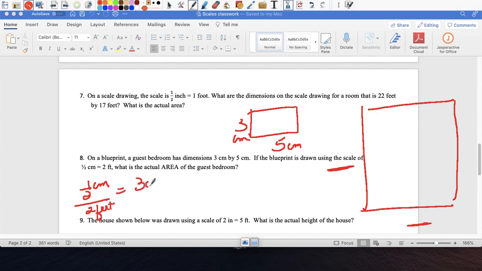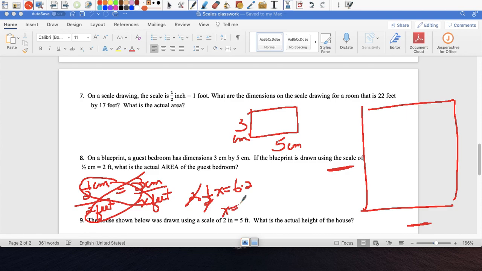So, when we have 3 centimeters, how many feet would that be? So, x feet. We can cross multiply. We get half of x equals 2 times 3, 6. Multiply both sides by 2. X equals 12. So the 3 centimeters is 12 feet in real life. Now repeat the process with 5. So again, 1/2 centimeter is 2 feet. That's the scale given to us. Put centimeters here, feet here.